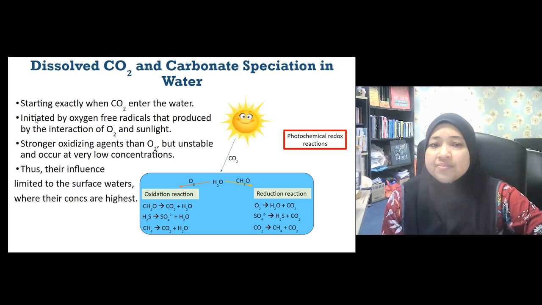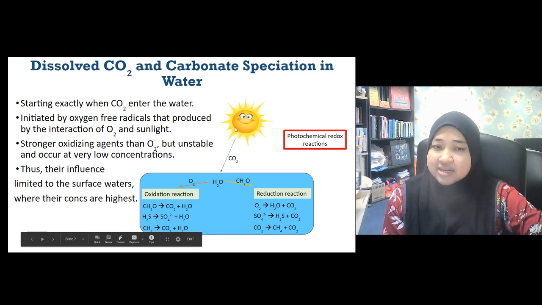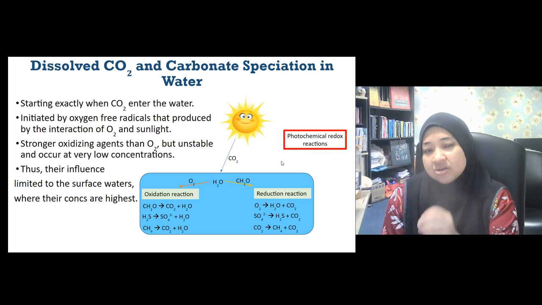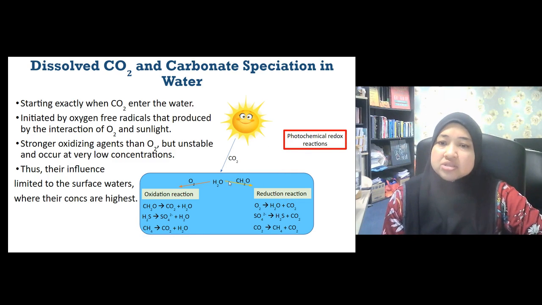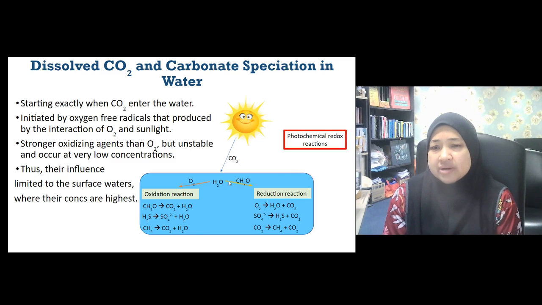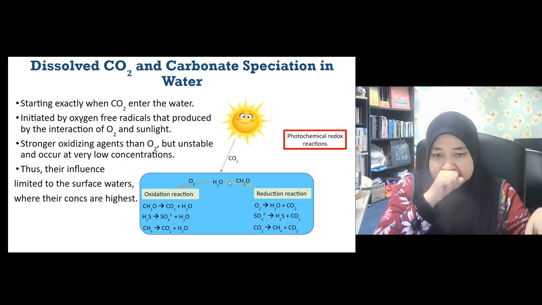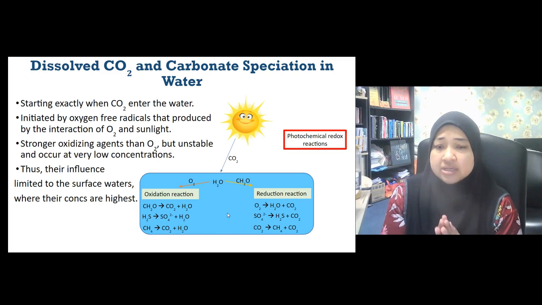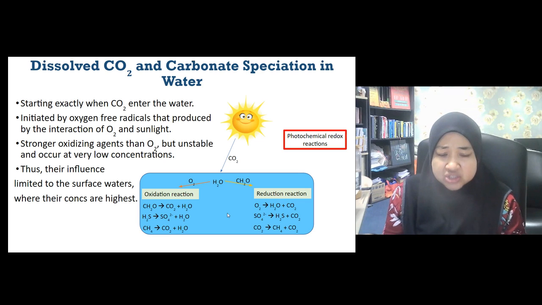So sunlight has its responsibility there. It causes a photochemical reaction, a redox reaction. Carbon dioxide entering the water is initiated by oxygen free radicals, which are produced by the interaction of oxygen and sunlight. They are stronger oxidizing agents than oxygen and unstable, but they occur in very low concentration. You see here, the redox reaction occurs simultaneously. What does that mean? The oxidation reaction occurs at the same time as the reduction reaction.